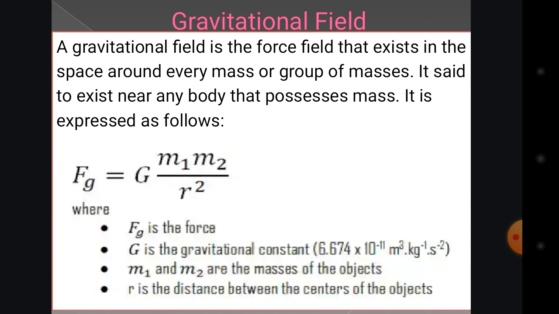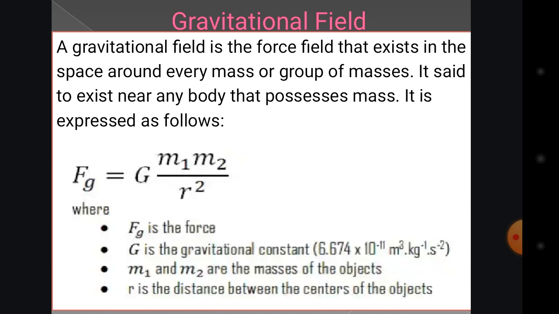Normally this G is a constant of proportionality. It is the universal gravitational constant. The m1 and m2 are the masses that we are talking about. Also, R is the distance between the centers of those masses, that is, the distance between mass 1 and mass 2. The R is squared because it involves two masses.